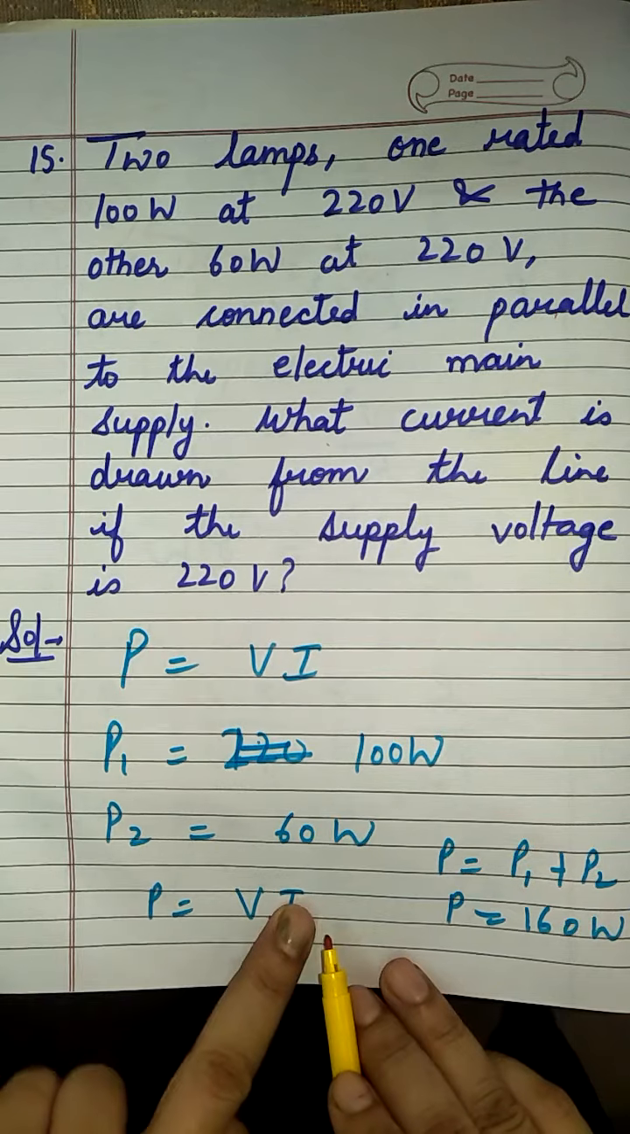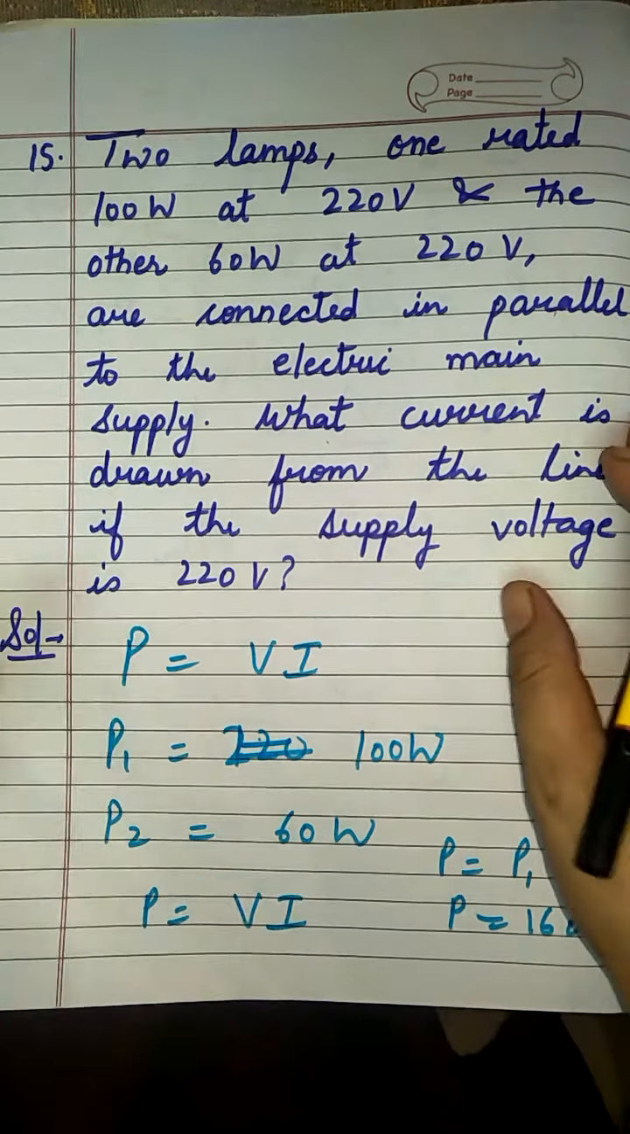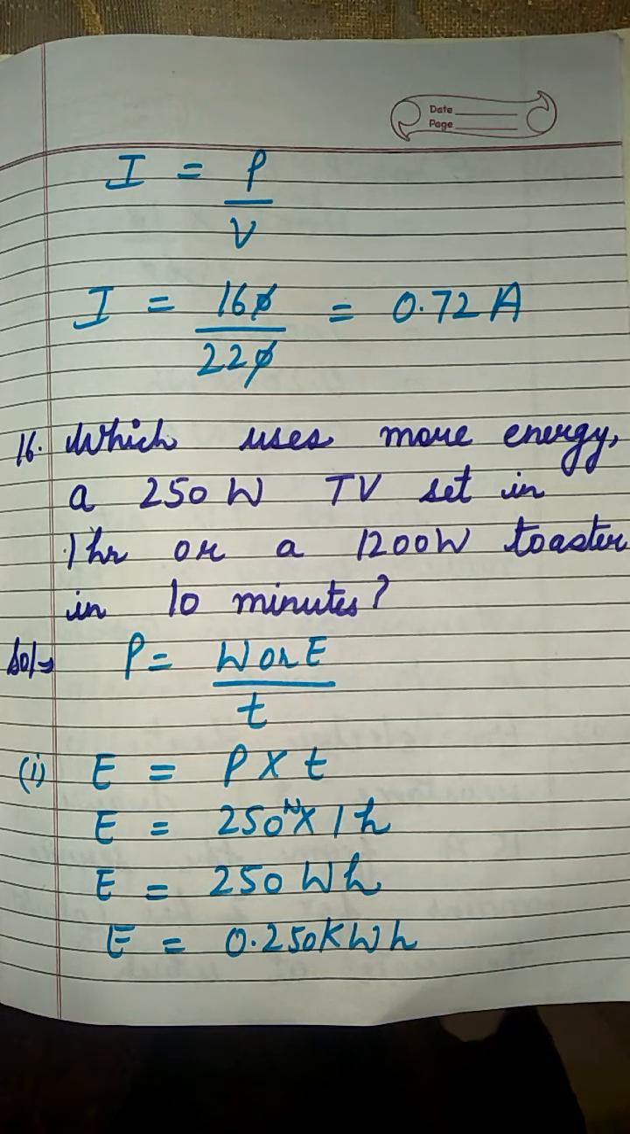Now you want to find out I. I will be equivalent to P upon V. Divide karo. Answer is 0.72. These questions will come with the practice.